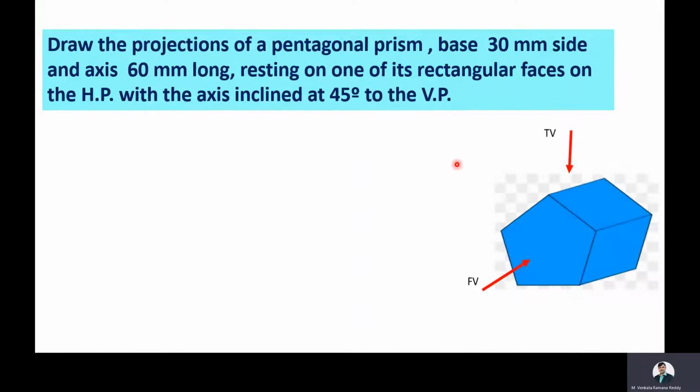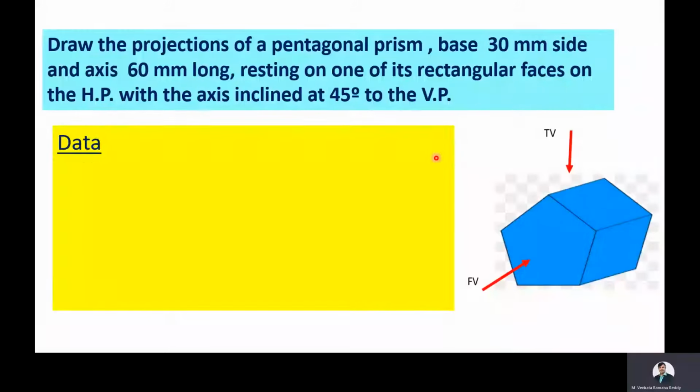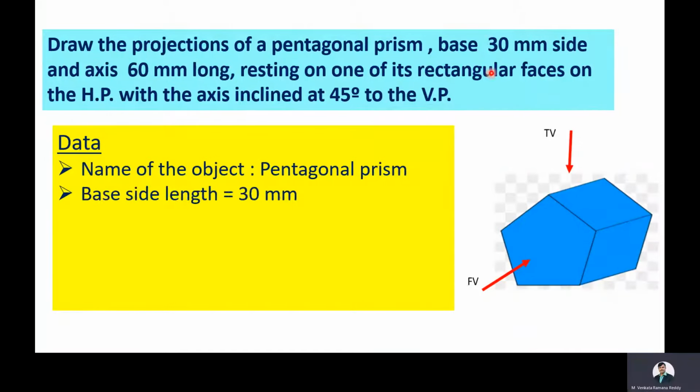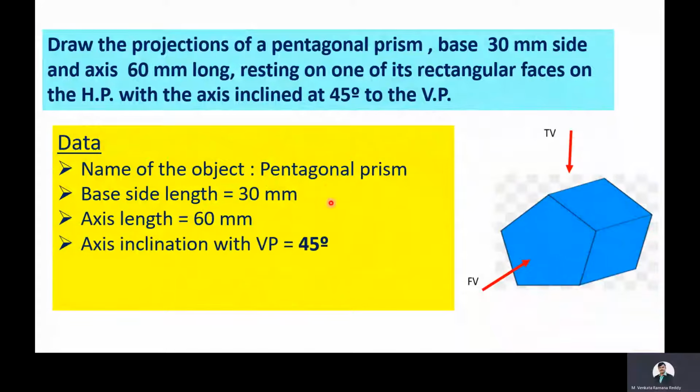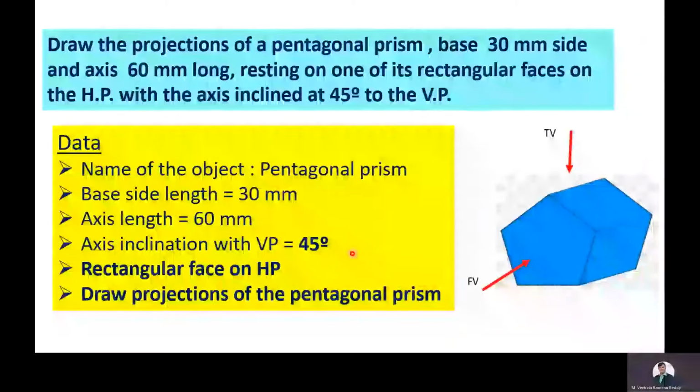Now we will write the data. Here the name of the object is pentagonal prism. Base side length is 30 mm. Axis length is 60 mm. Axis inclination VP is 45 degrees. Pentagonal prism is resting on its rectangular face on HP. Based upon this data, we need to draw the projections of the pentagonal prism.